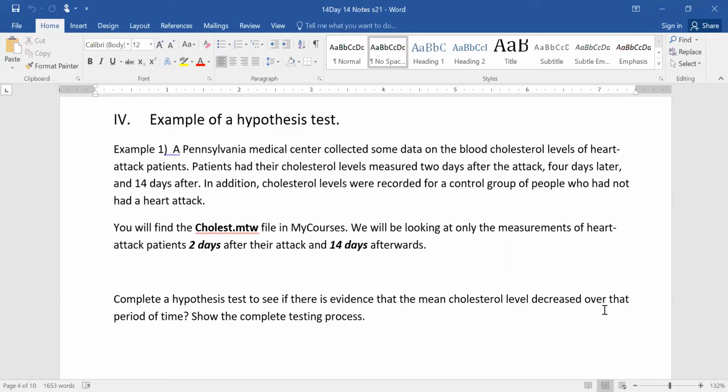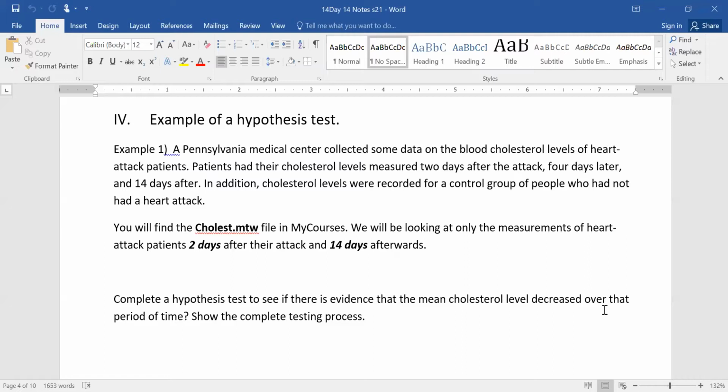So here we're looking at those patients at that Pennsylvania Medical Center where we collected the cholesterol levels of heart attack patients, right? Do you guys remember this from last class? That's right. Remember that data set had a whole bunch of data, right? It had the cholesterol levels of heart attack patients 2 days after their heart attack, 4 days after, and then 14 days after. And then we collected data on a control group, right? So people that weren't linked to the previous patients. And what we did last class is we compared 2 days after someone's heart attack to someone completely different that never had a heart attack.